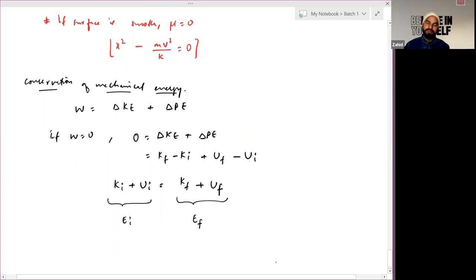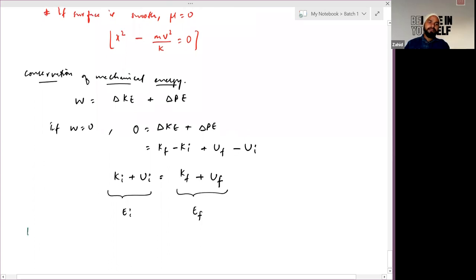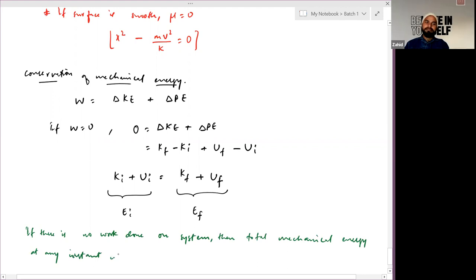So from this we can conclude: if there is no work done on the system, then total mechanical energy at any instant will be conserved.